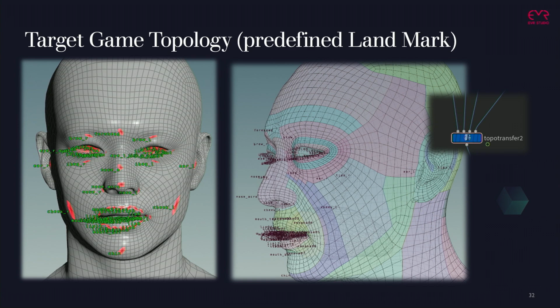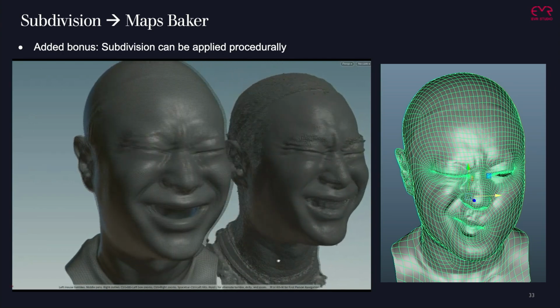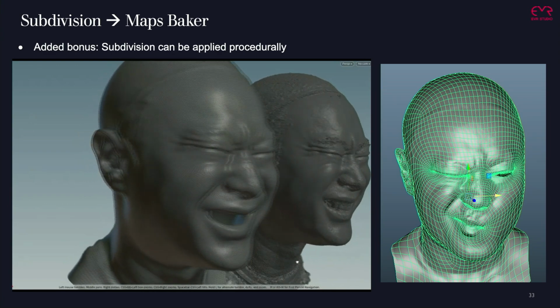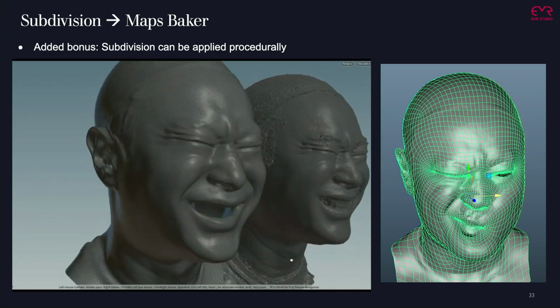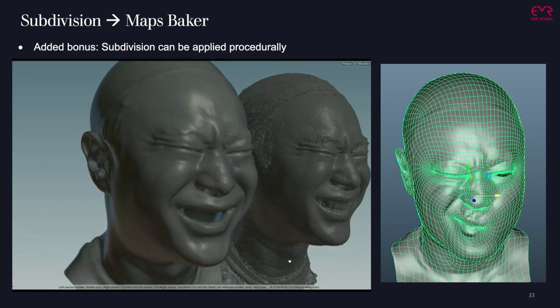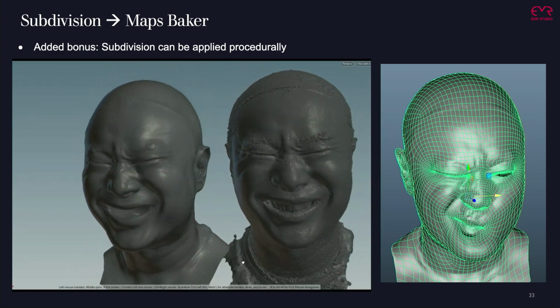The topo-transfer node takes 4 arguments. First, topo mesh. Second, the scan mesh. Third, landmarks from the topo mesh. And the fourth, landmarks from the scan mesh. Of course, because everything is procedural, one added bonus is that the topo mesh can be subdivided before the transfer, which results in even greater detail on the transferred mesh. The right figure shows a low-res mesh with normal map baked from the subdivided topo-transfer.